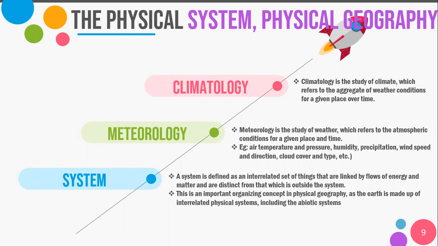So how about climatology? The root word is climate, so it's about climate. Climate refers to the aggregate of weather condition for a given place over time. So when we talk about climate, it's about the long term. If we talk about Malaysian climate, it's always sunny and rainy all over the year.